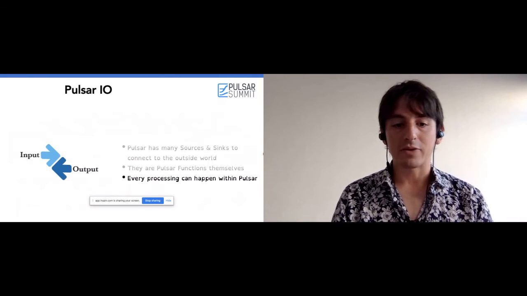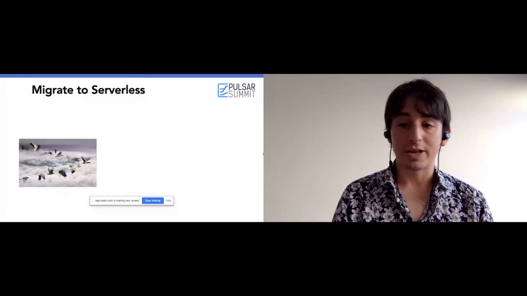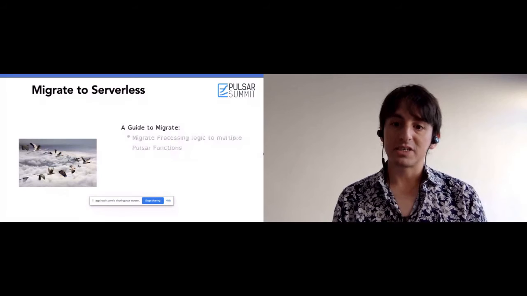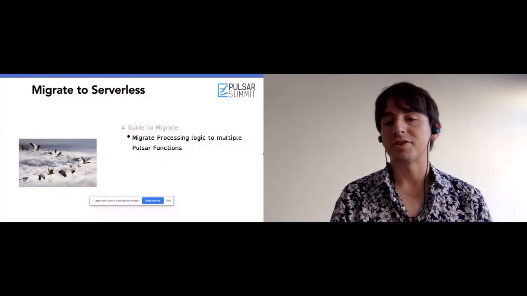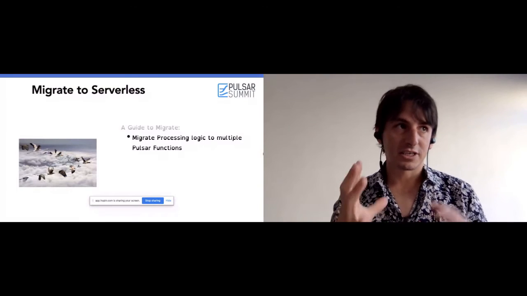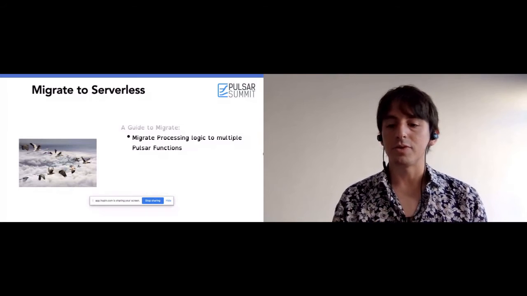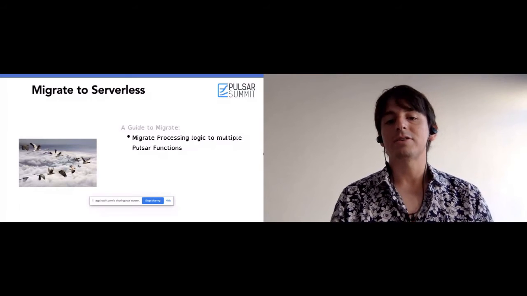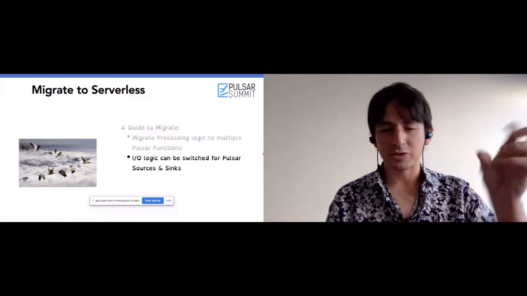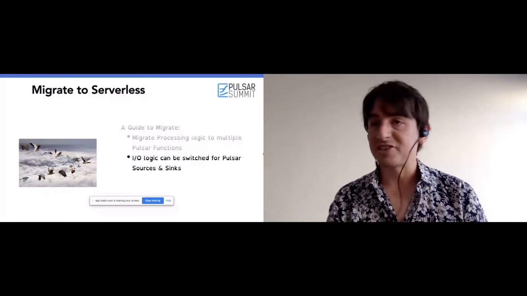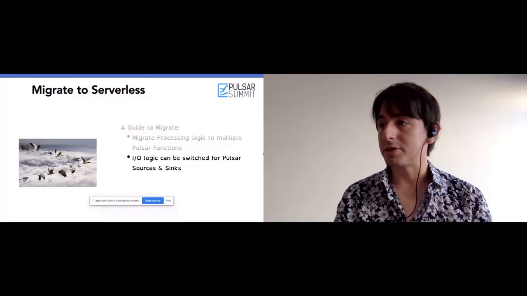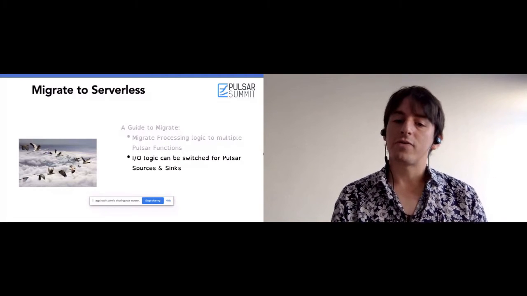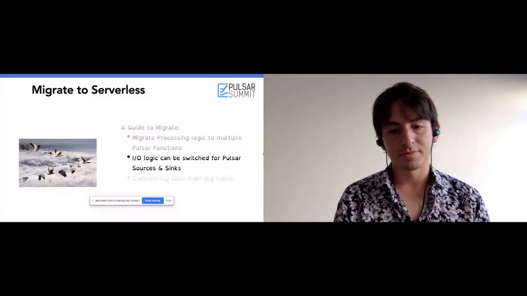So how do we migrate to serverless? It's actually pretty easy. What we need to do is first migrate the processing logic to multiple Pulsar functions. This is simple because each function can be wrapped into a Pulsar function interface. Then we can switch all the I/O logic that interacts with the outside world, like HTTP requests, I need to dump into this database, I need to make this query, and that can be switched for Pulsar functions and sinks.